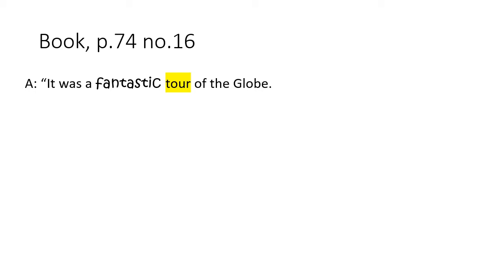Now, finishing touches. Please write down the story from page 74, number 16, into your exercise books or folders under Exercise. Fill in the blanks with the correct adjective or adverb and highlight the noun, verb or adjective they describe. For example, the first sentence is: It was a fantastic tour of the globe. Fantastic is an adjective that describes the noun tour. A fantastic tour. Pause the video now and finish the rest of the text.